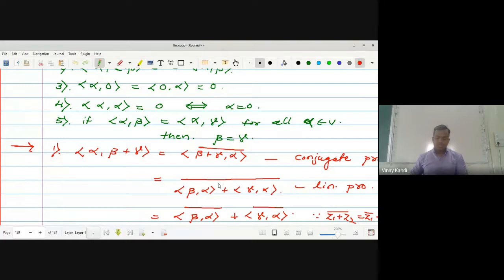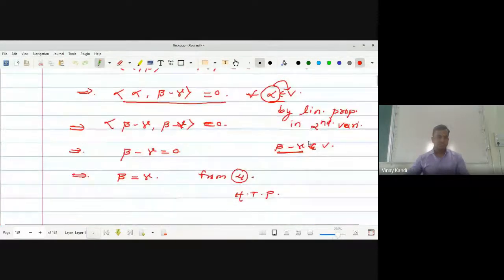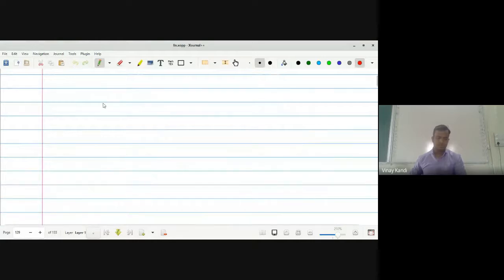Schwarz's inequality and the triangle inequality. Before going to the theorem, let us see some notes, or remarks.